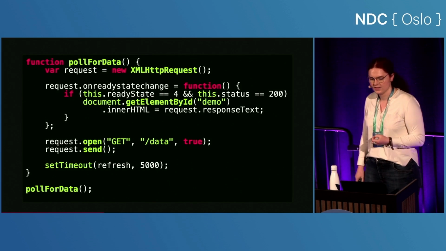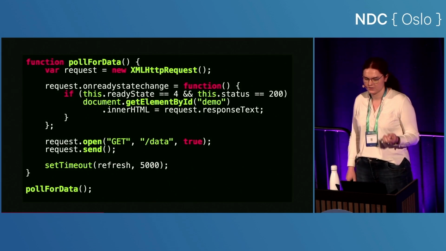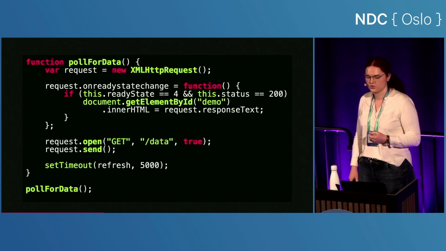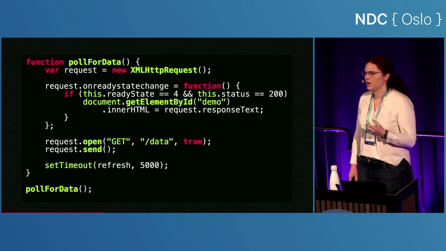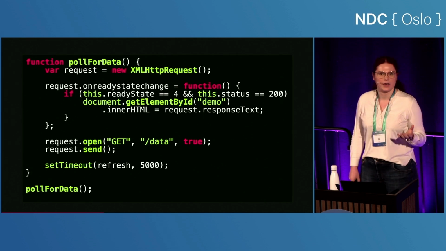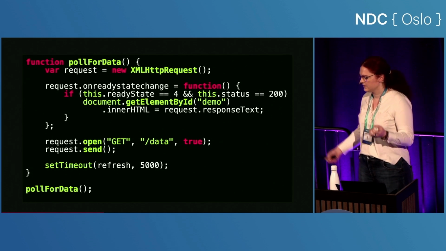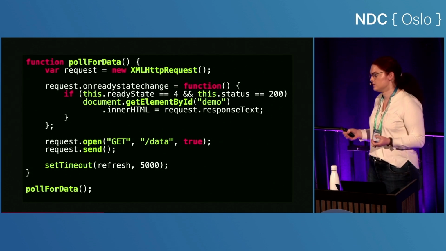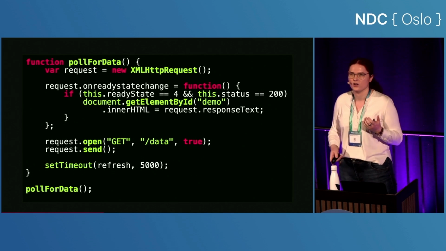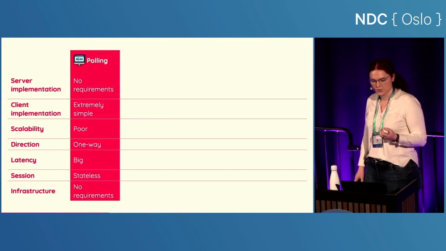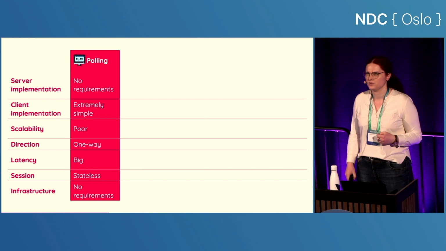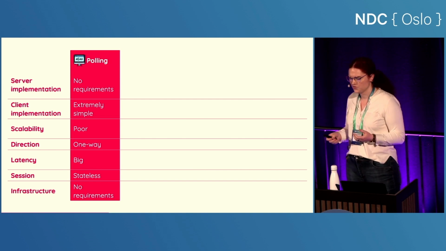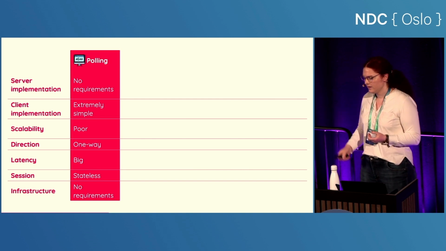You made a function, you used the XHR to send a request, and you did that again in a certain amount of time. So by adjusting the frequency of how often you ran, you could get the latency, or the time until you get new data, to be shorter, but at the same time you would put more strain on your server. So to summarize, the polling technique, it requires nothing special from your server.